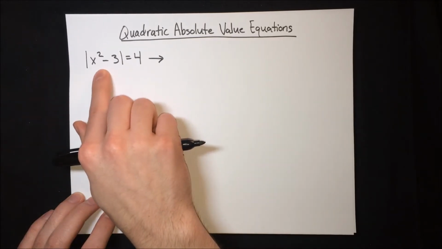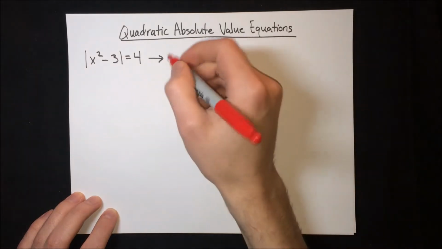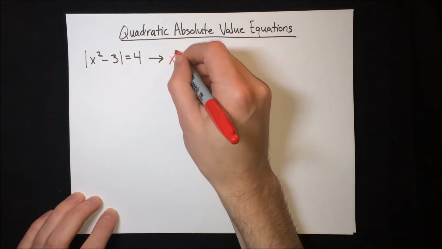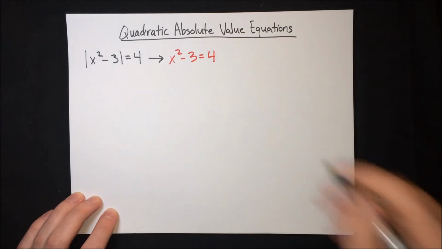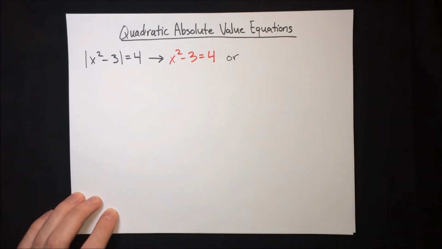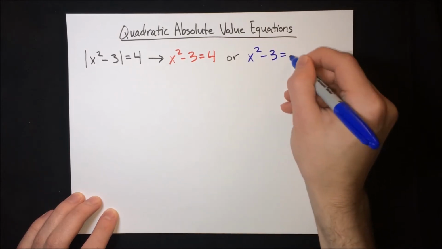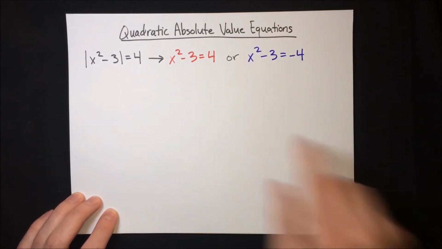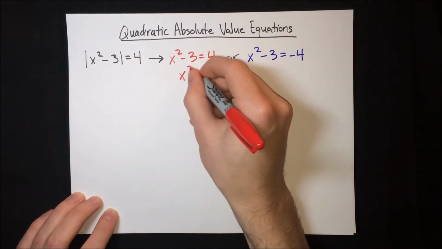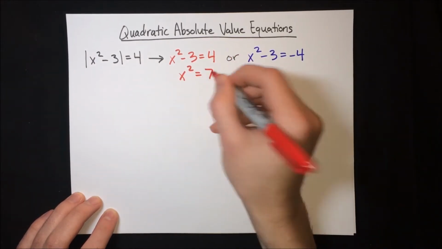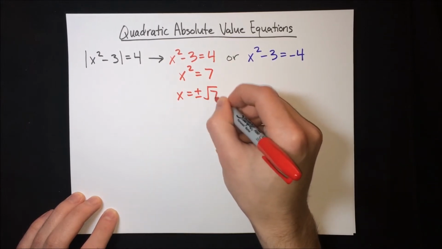absolute value. If the absolute value is 4, then inside of the absolute value can either be positive 4 or negative 4. So now we've got two equations that we can solve individually. We'll solve the first one by adding 3 to both sides. X squared equals 7, so x equals plus or minus root 7.